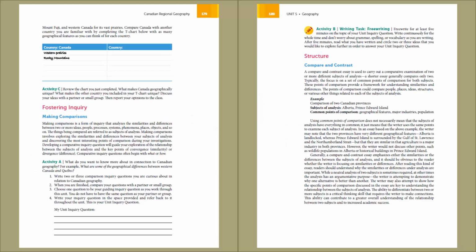So for example, here we have a little section that's on fostering inquiry and helping students come up with questions that make comparisons. This is a unit of inquiry on Canadian regional geography. Students might wonder, what are some of the regional geographical differences between where they are right now and another part of Canada? So I'm here in British Columbia. Students might wonder, okay, so this is what British Columbia looks like. How is this different than the prairies?